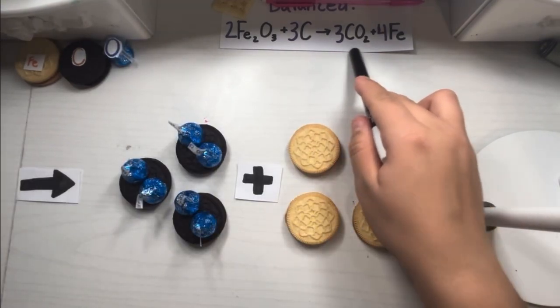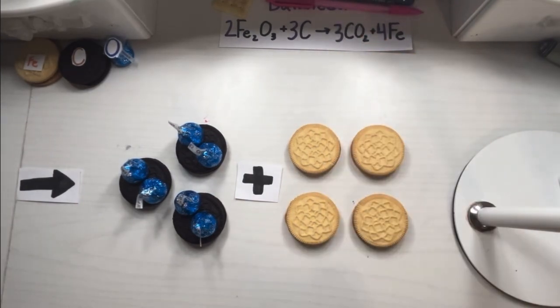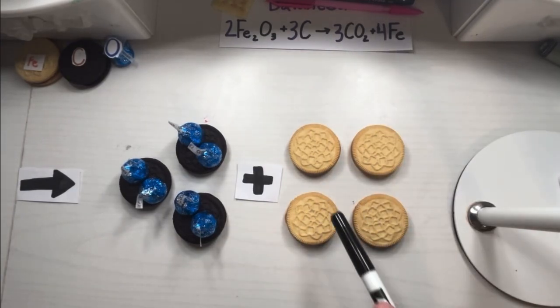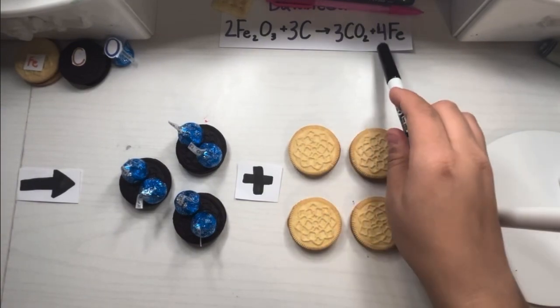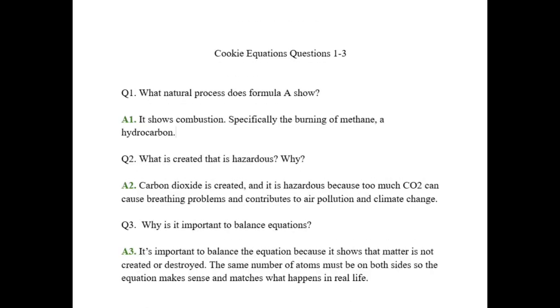To begin, we have 3 CO2s. So 3 separate CO2s: 1, 2, and 3. Again, I ditched the rubber bands. That's combining with 4 iron atoms. 4 separate iron atoms. Nothing is together. And that's how you balance cookie equations.